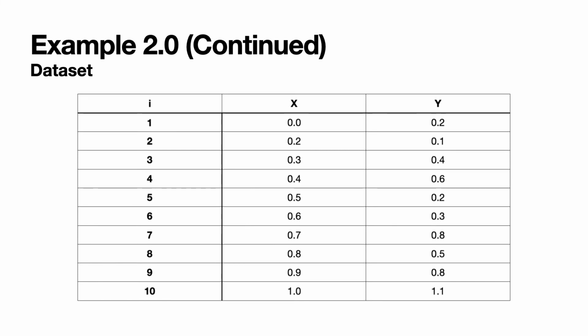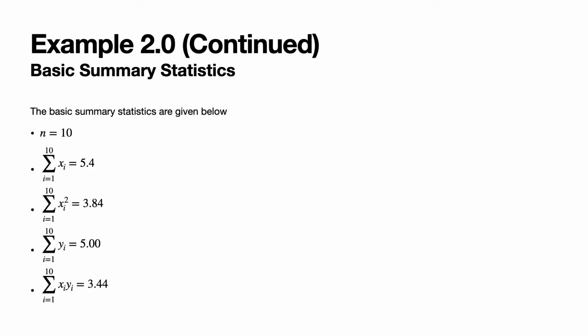Okay, next let's go back and look again at the example that we called example 2.0. Here was the data set for this example. The basic summary statistics that we need to calculate the least squares estimators using the formulas are given here. The sample size for this data set is 10. The sum of the x's is 5.4. The sum of the squared x's is 3.84. The sum of the response variable y is 5. And the sum of the uncorrected products of the x's and the y's is 3.44.